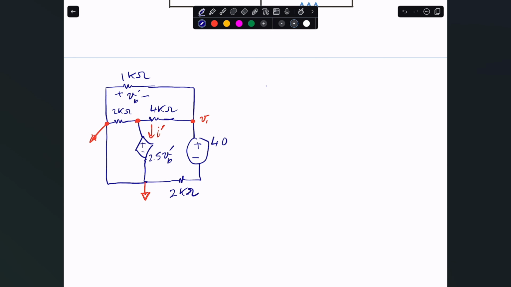So let's write this equation. V1 minus 40 volts divided by 2 kilo ohms is basically the current going that way. You can rearrange it: if you put the 2 kilo ohms in here instead of here, because they're in series, you will know that the voltage across it is just V1 minus 40 divided by 2. All right, let's take a look at the voltage in here. The voltage in here is just simply, I believe, V1 minus 2.5 VB prime divided by 4.